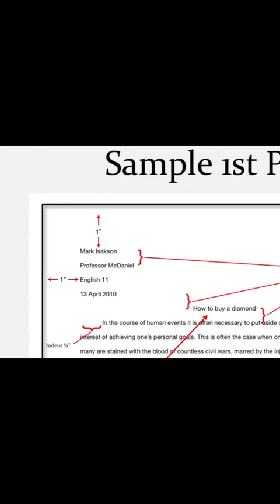Here, Mark Isaacson is the writer's name of this paper. And then Professor McDaniel, this is the professor's name. And English 11, this is the course name. And finally, we have the date. So you're gonna have to write your name and then your professor's or instructor's name, the course name, and the date in this form: the day, month, and the year.